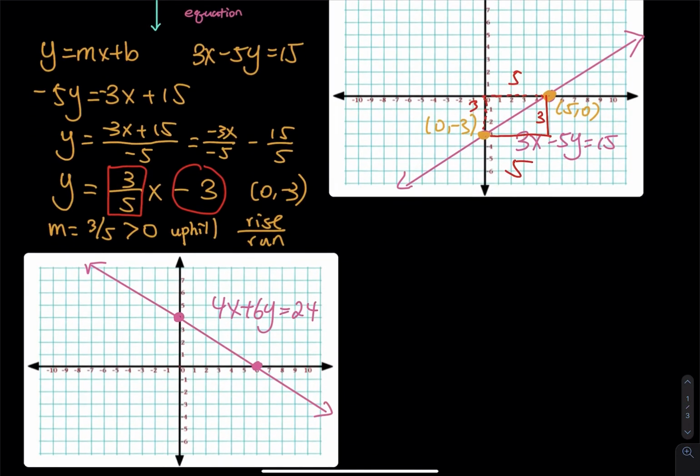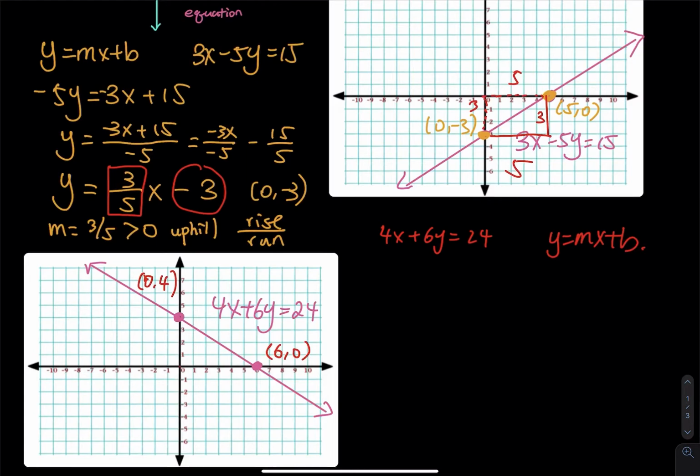I also discussed this example, 4x plus 6y equals 24. Using the same method, I found the x-intercept and the y-intercept. The x-intercept is (6, 0). The y-intercept is (0, 4), right? And then how do you go from 4x plus 6y equals 24, from standard form, to slope-intercept form, y equals mx plus b?